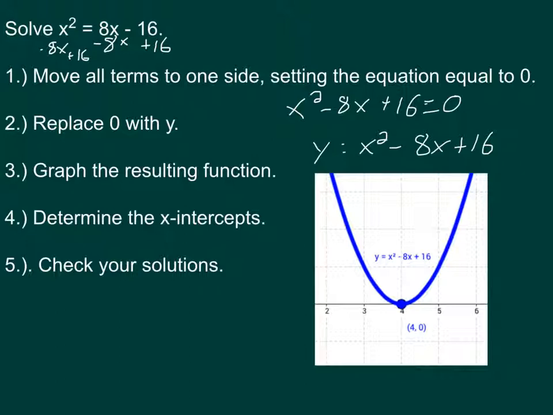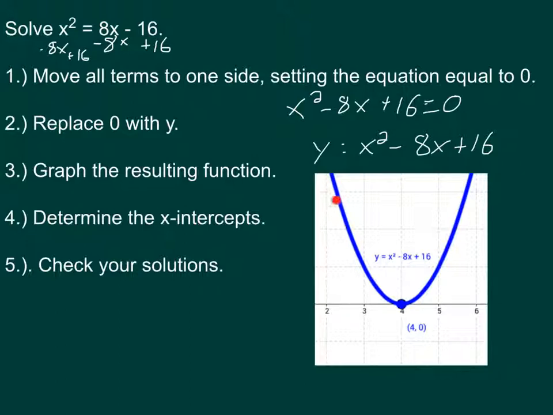Now, I did mention that I could have moved the x squared to the right instead, in which case I would have had y equals negative x squared plus 8x minus 16. And if that was the case, then my parabola would actually be almost exactly the same. It would actually just be upside down. It would be a parabola that opened down, and it would have the exact same x-intercept. And that's always going to be the case. The x-intercepts will stay the same here. It's not going to matter which order we move things around in order to graph them.